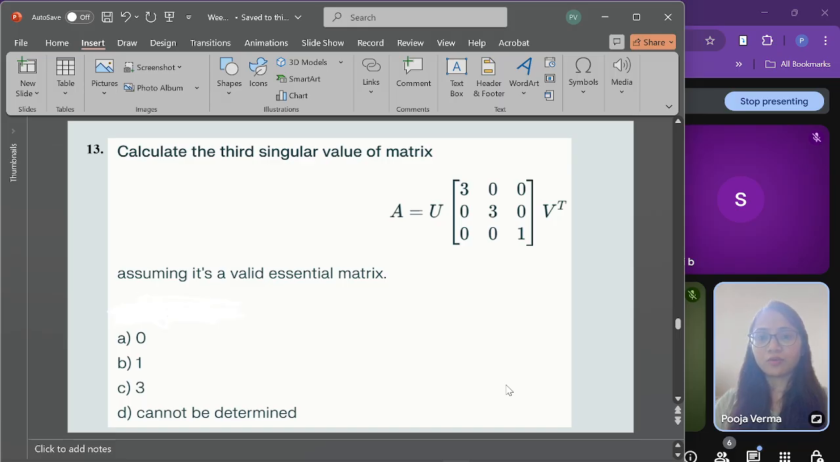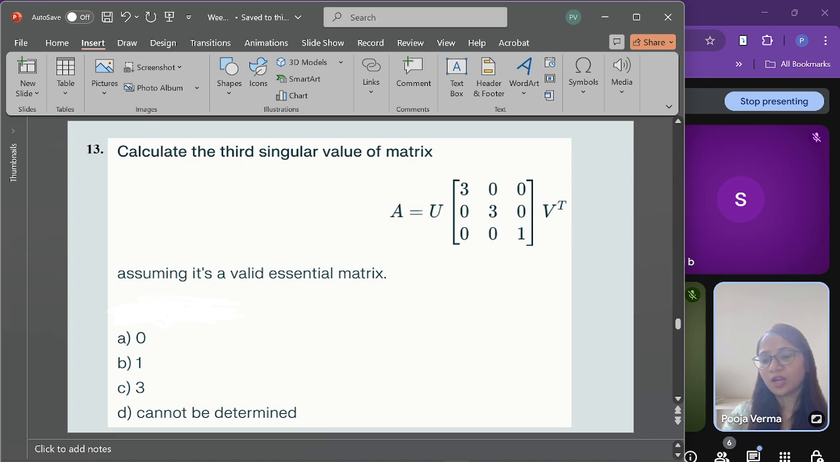Okay, so now again this question is for SVD, singular value decomposition. It says: calculate the third singular value of a matrix, given in the form A = U, this matrix, V transpose. Already we know this matrix is assuming it's a valid essential matrix. So what will be the valid essential matrix?